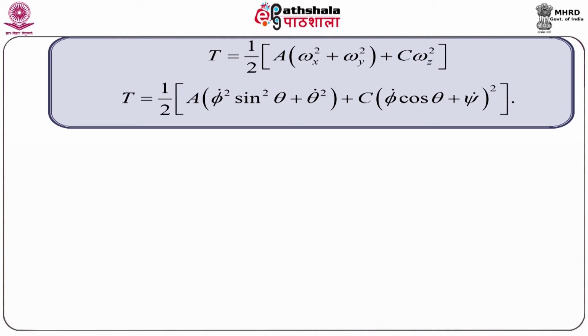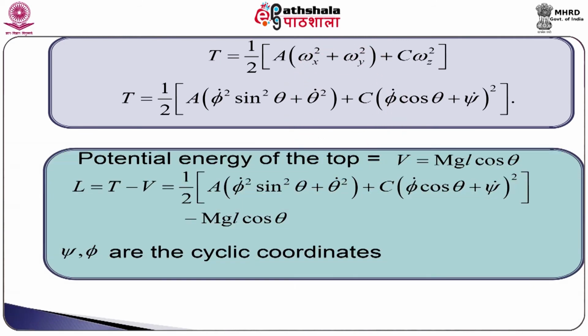Using Euler kinematical relations we already have, which are given by 9.14, we get this result. Putting the expression of omega x, omega y, omega z in terms of theta, phi, psi and theta dot, phi dot, psi dot, we get this. Potential energy of the top is given by V, which is mg into L cos theta. We know that potential energy is mgh, here h is L cos theta. So, we get this result.